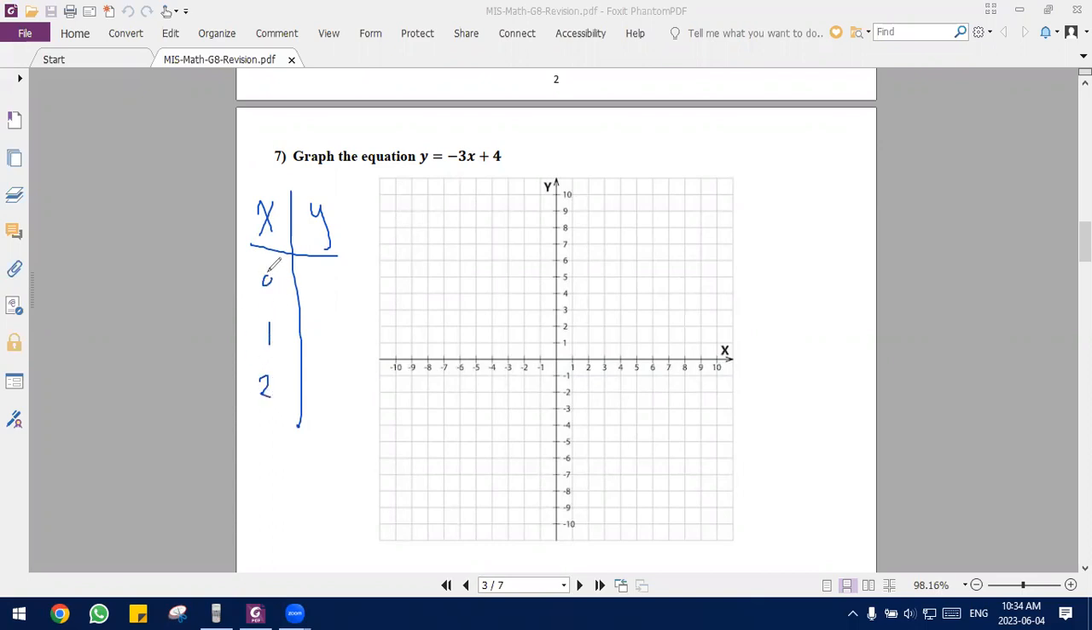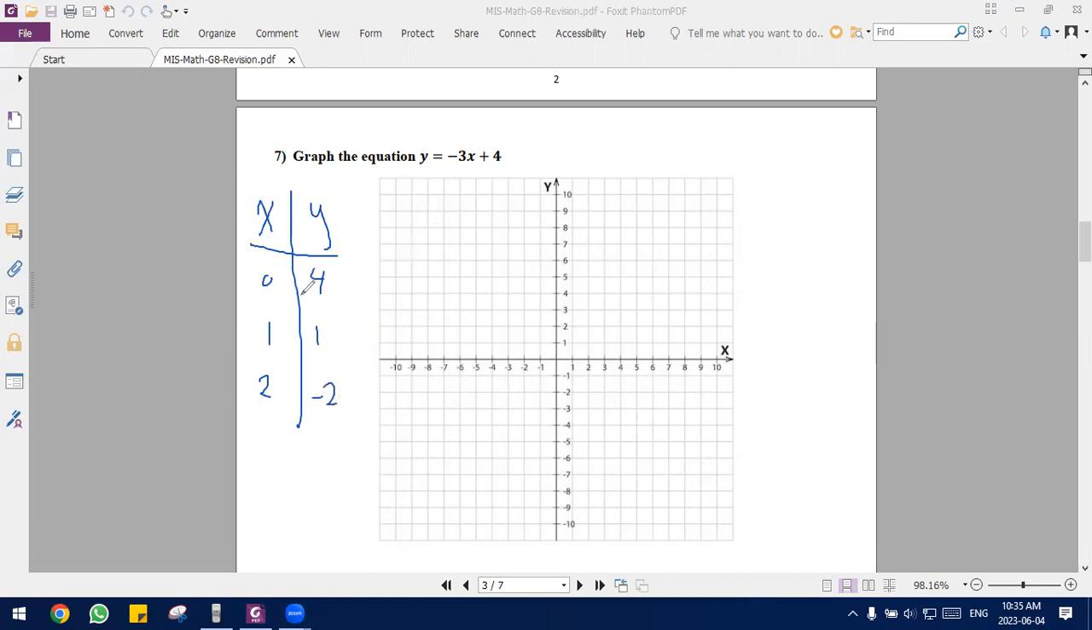And then I substitute the x value in the equation to find y. When x is 0, minus 3 times 0 equals 0, and then plus 4. So y equals 4. This is the first point. Now when x equals 1, 1 times minus 3 is minus 3. Minus 3 plus 4 is 1. Now when x is 2, 2 times minus 3 is minus 6. Minus 6 plus 4 is minus 2.